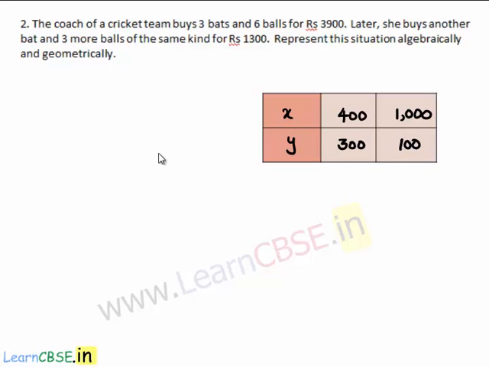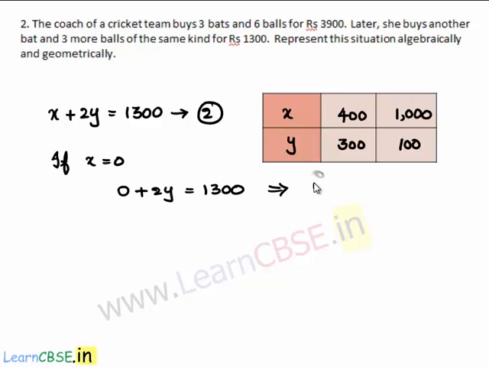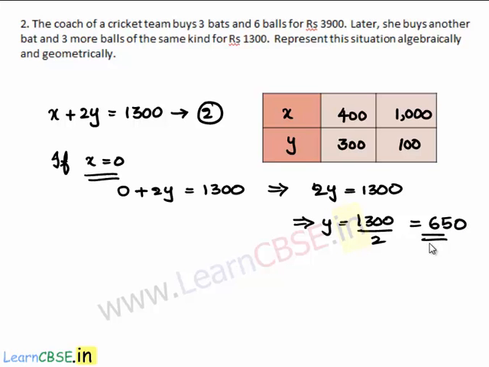Now let us use the second equation, which is x plus 2y is equal to 1300. This is equation number 2. So let us substitute x is equal to 0. So if x is equal to 0, the second equation becomes 0 plus 2y is equal to 1300. That implies 2y is equal to 1300. So we get y is equal to 1300 divided by 2, which is 650. So if x is 0, the value of y is 650.